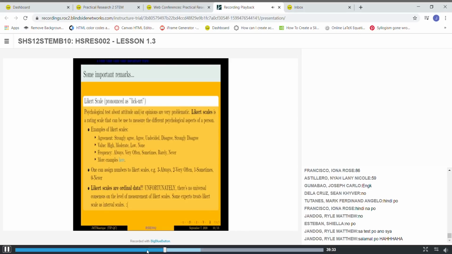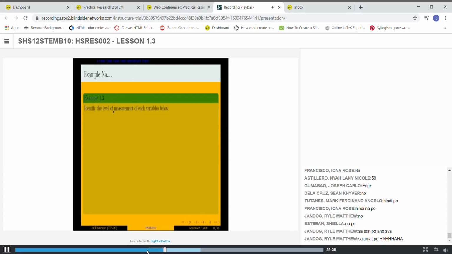Anyway, so let's have an examples na. So we want to identify the level of measurement of each variables. So number 1, student number. I think I already mentioned this kanina. Student number is nominal.